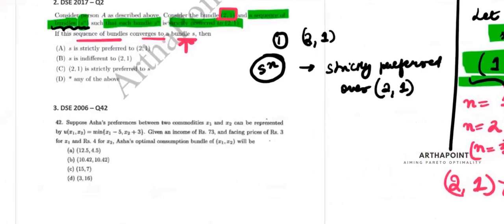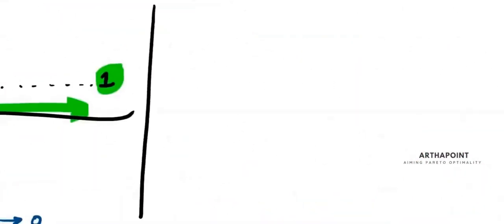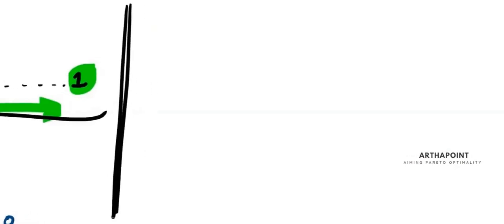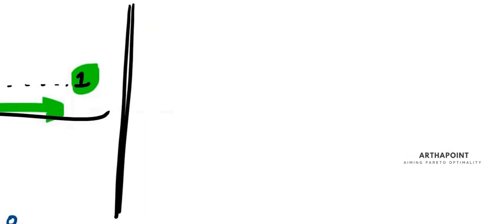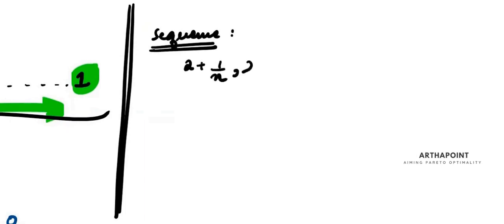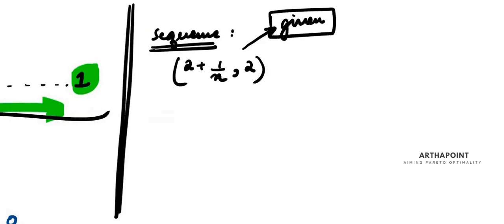Now go ahead and take this sequence. I want to take a sequence which has n in the denominator, such that when I apply infinity to it, anything by infinity becomes 0. So I take a sequence, and let's say that this sequence is (2 plus 1 by n, 2). Usually the sequence will be given to you. What sequence you should take, don't worry about this. This will be given to you.